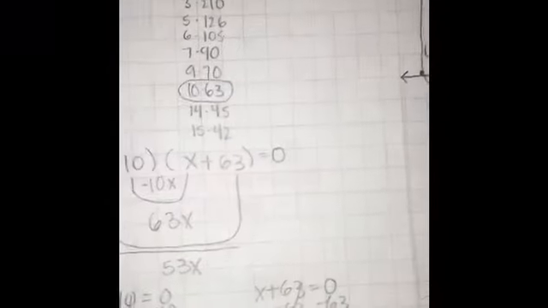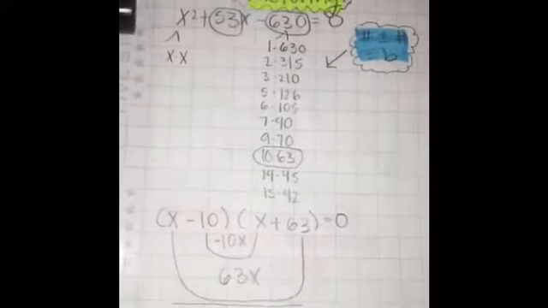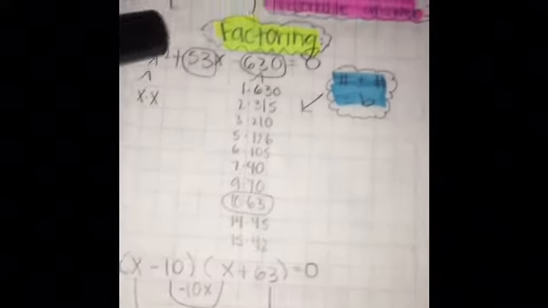Okay, so for factoring, you have to get two variables that will multiply to, of course.